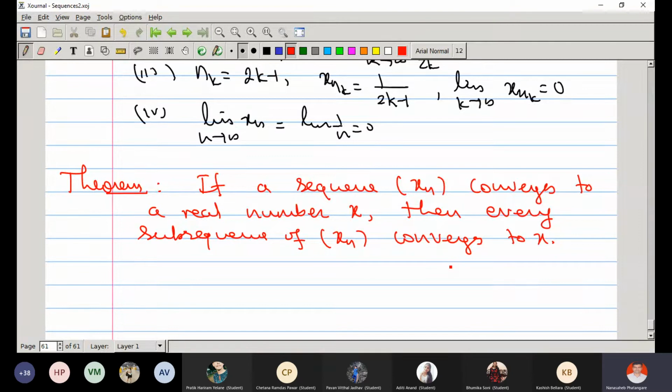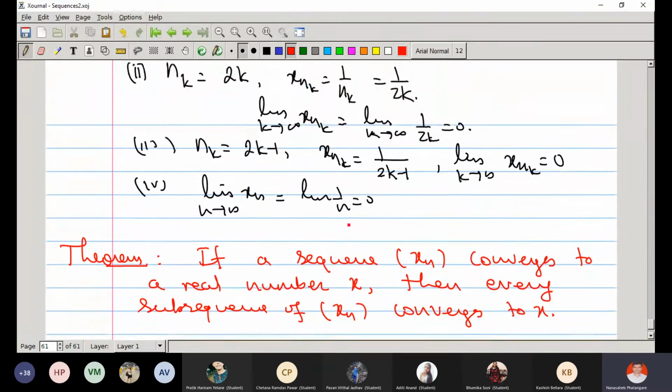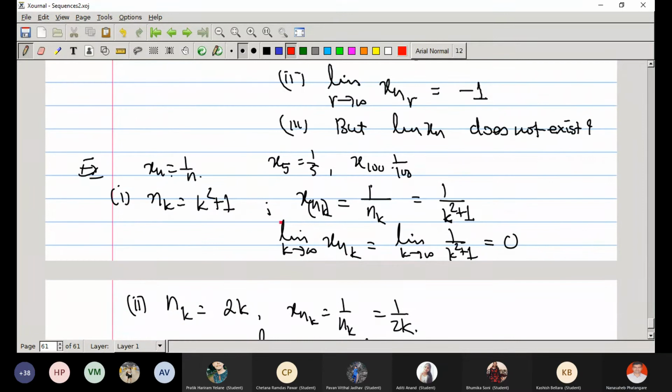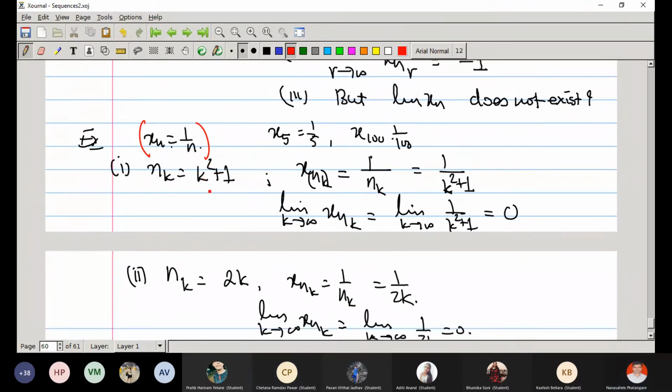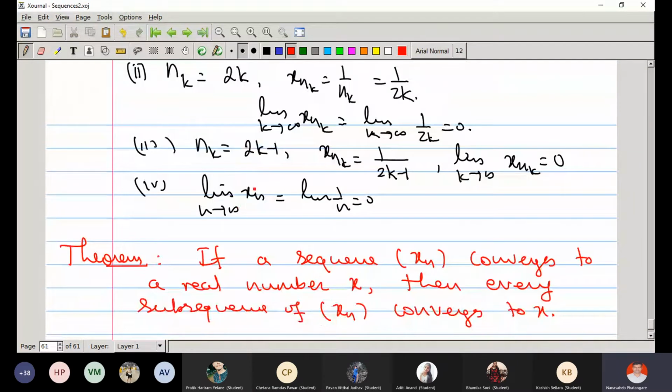If the original sequence converges to x, then every subsequence converges to x. See the second example. The original sequence is xn, and where does it converge? To 0. Am I right? Yes, sir. You look at any subsequence of this sequence, and every time the subsequence also converges to 0.